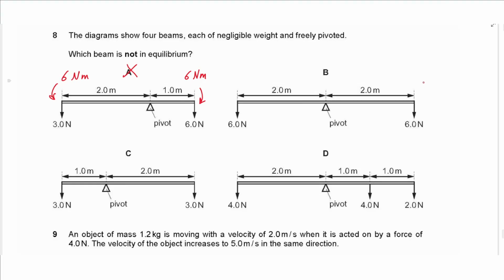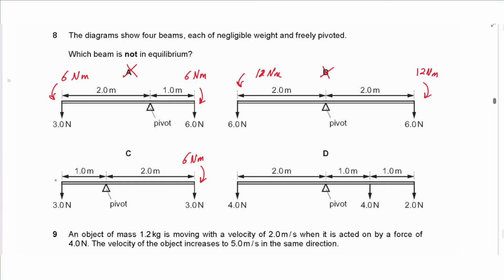In B, we have clockwise moment 6 multiplied by 2, that's 12 Newton meters, and on the other side it's the same, so it's 12 Newton meters also, so it's not B. For C, the clockwise moment is 3 multiplied by 2, so we have 6 Newton meters on the clockwise side.